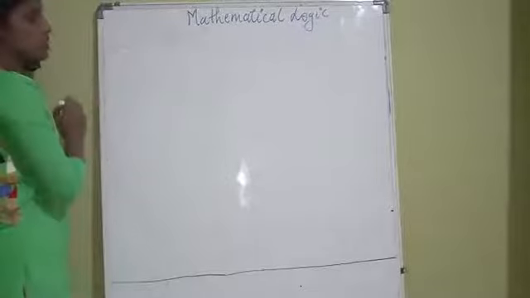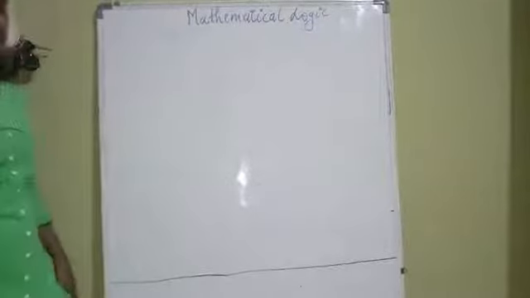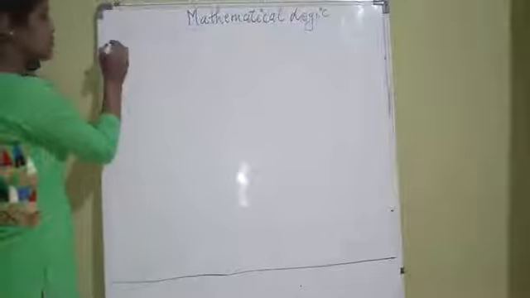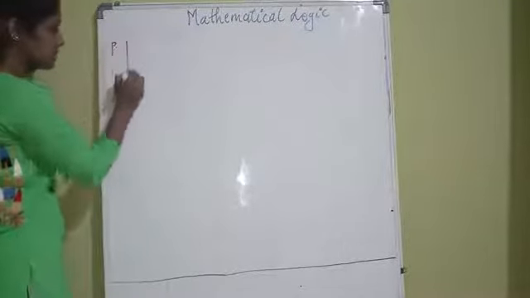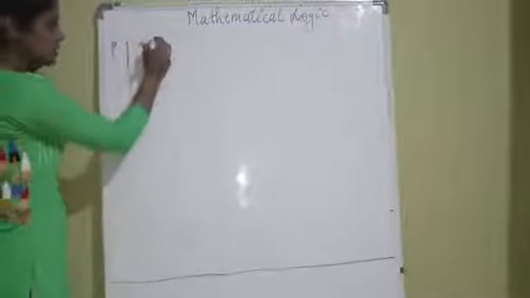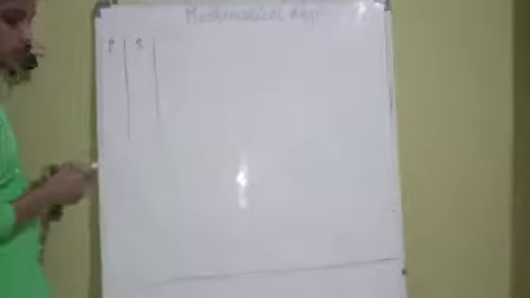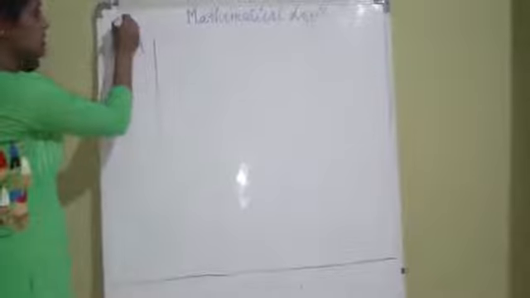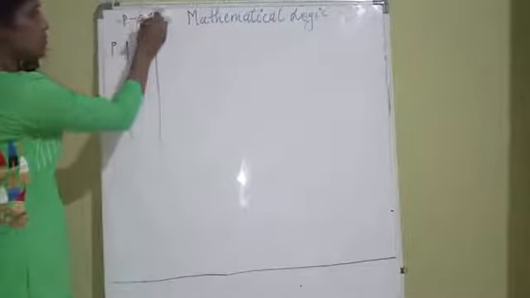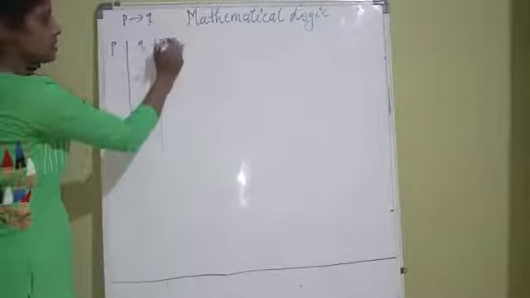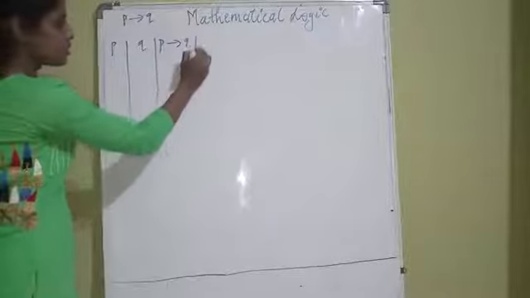So to find the truth table of converse, inverse and contrapositive, we need two statements, that is P statement and Q statement. Again what we need? Conditional. These are the three terms of the conditional statement. And the conditional statement is P implies Q. This is the conditional statement, so we will get P implies Q.